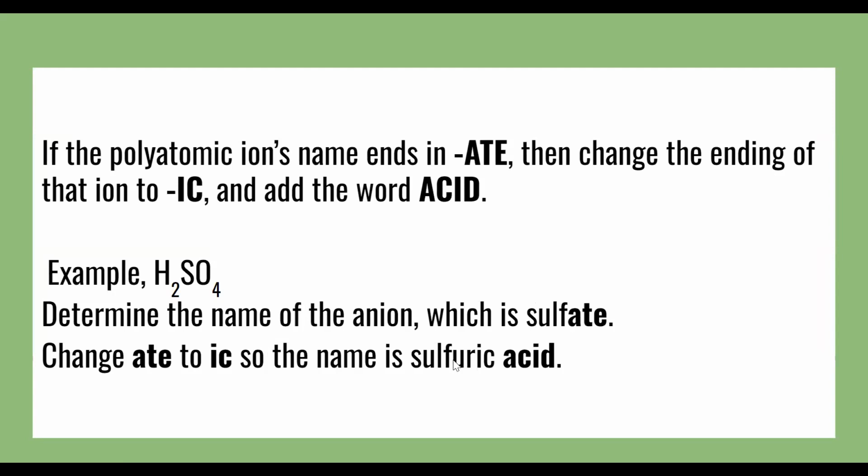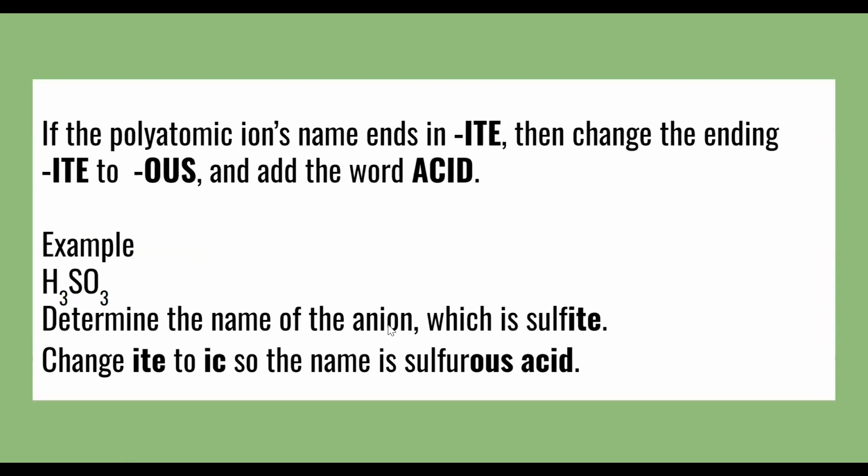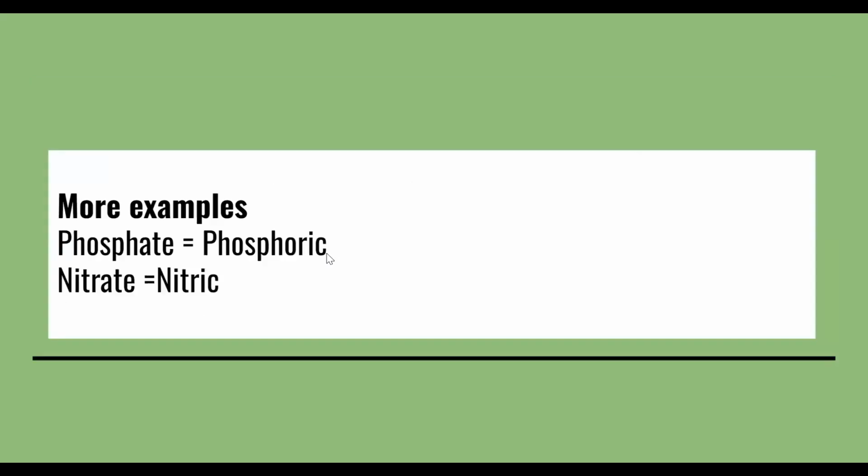Sulfuric acid. Then another example, if the polyatomic ion ends in ITE, change the ending to OUS and add the word acid. So sulfite, ITE to OUS. So the name is sulfurous acid. This is very easy. Then more examples, you can have phosphoric acid, nitric acid.